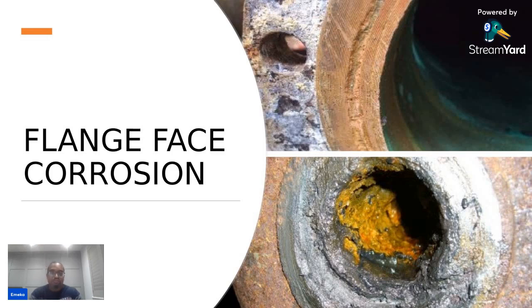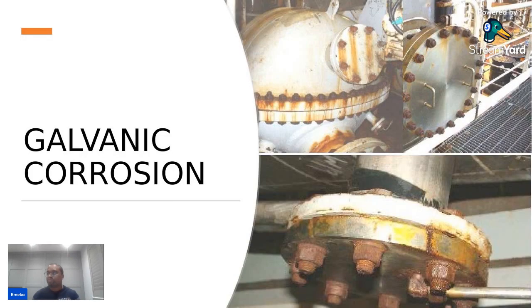Flange face corrosion is one of the most difficult types of corrosion to detect, because it happens inside the flange, so it's really difficult to see where this type of corrosion would occur. For those people who don't know what a flange face looks like and where the flange face is, I'll take you back to the previous page.